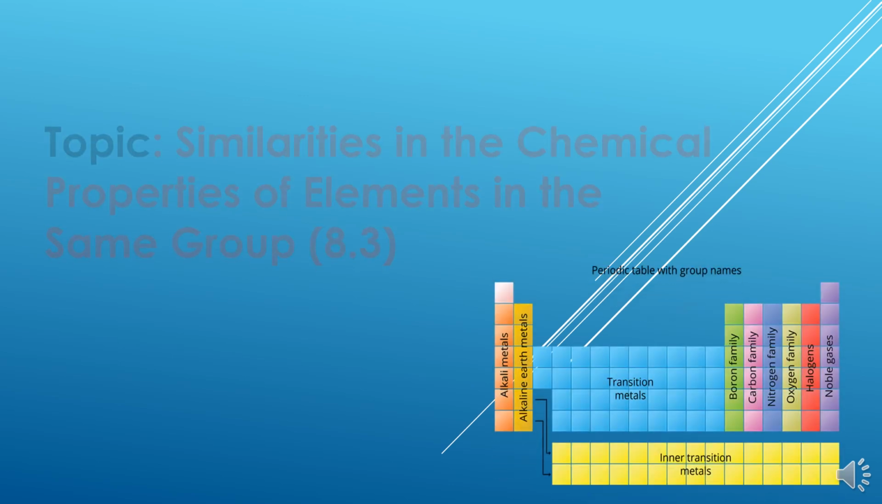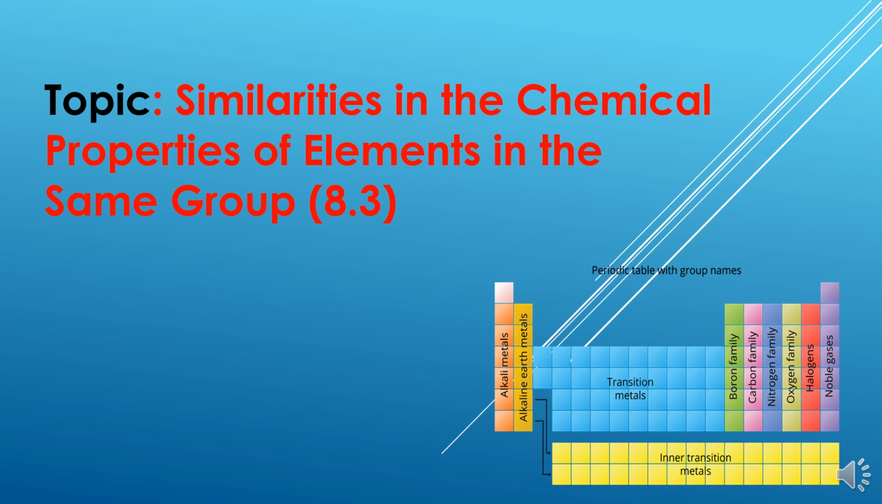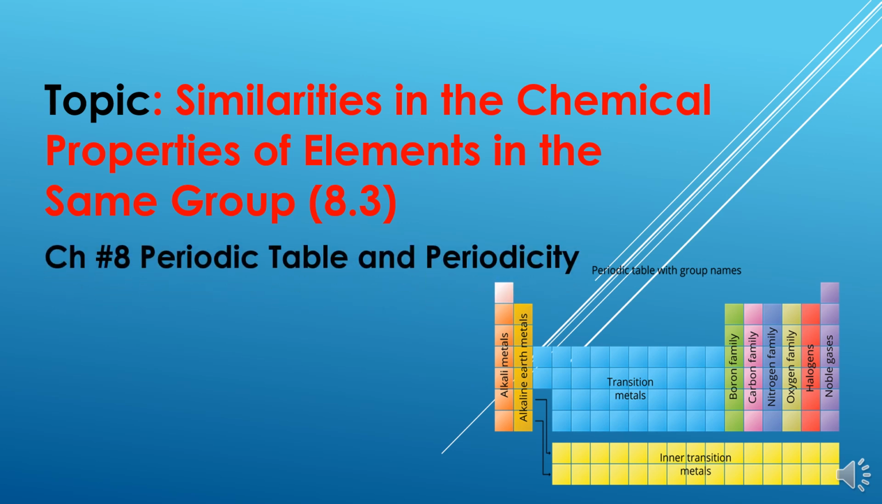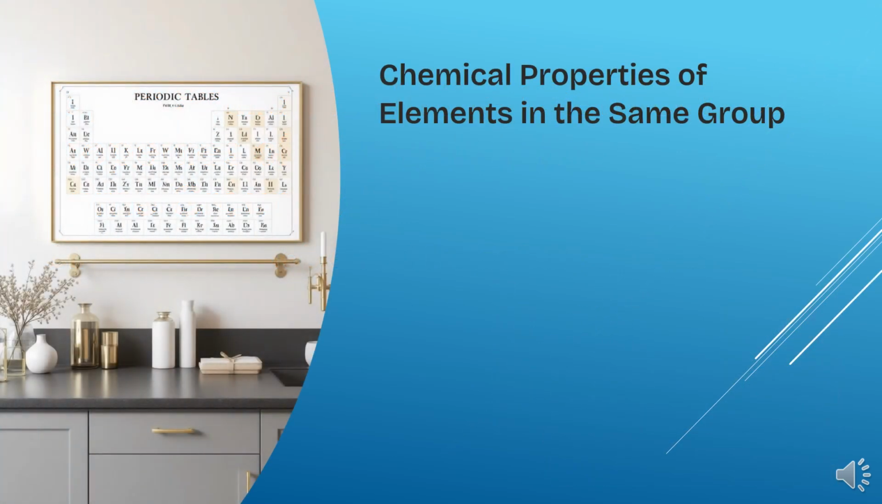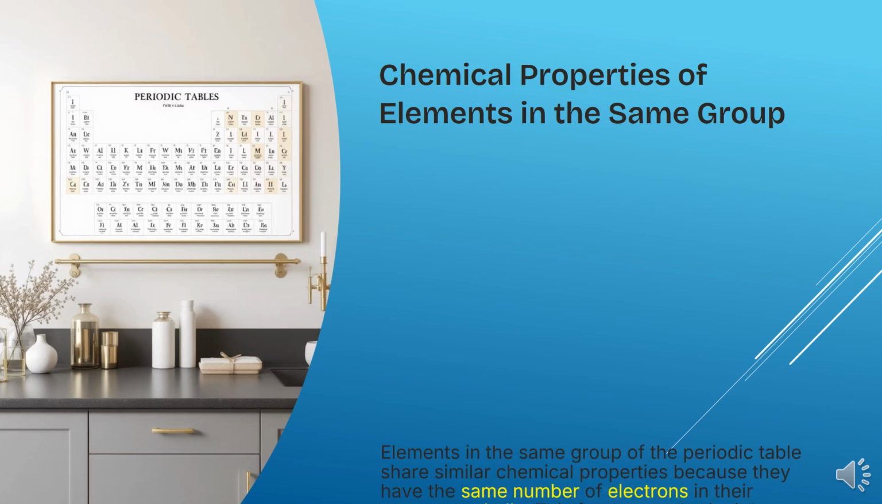Dear students, today we are going to learn about a very important topic of chemistry, that is similarities in the chemical properties of elements in the same group. A topic from chapter number 8, Periodic Table and Periodicity of grade 9. Let's study chemical properties of elements in the same group.